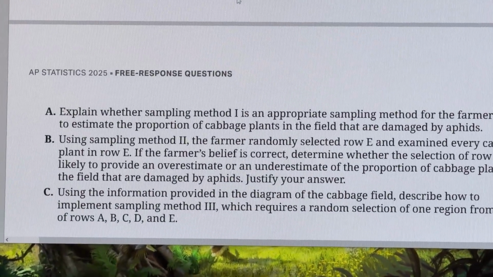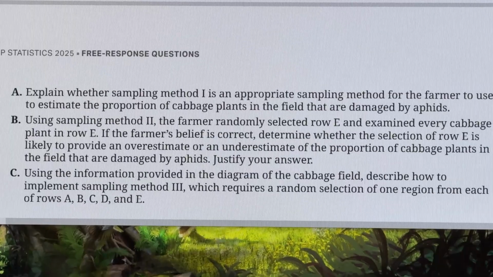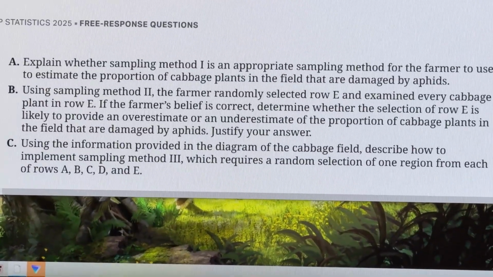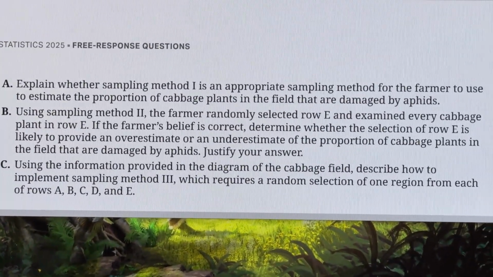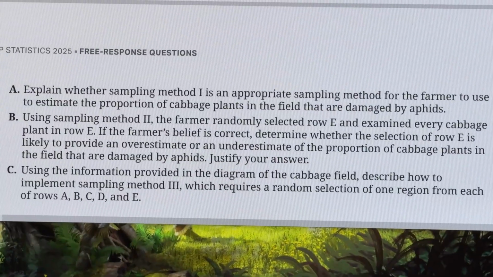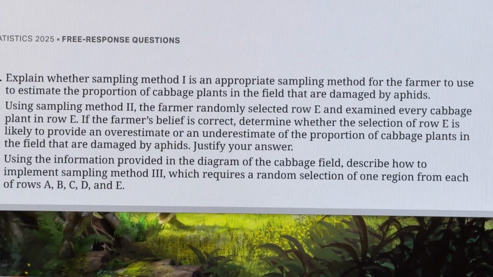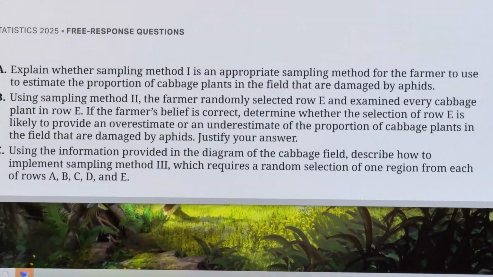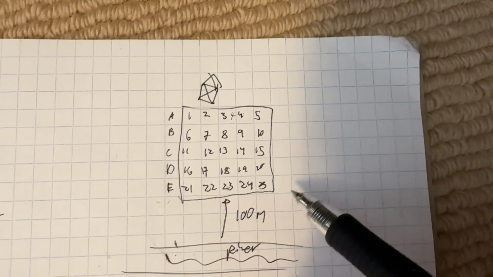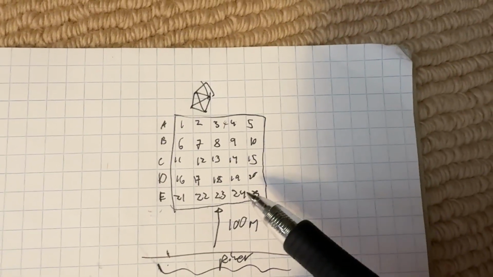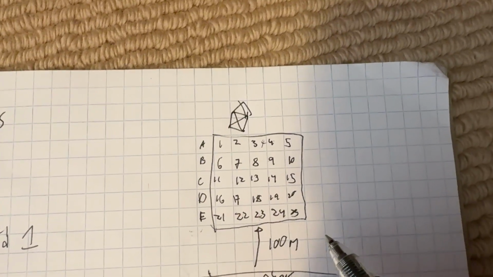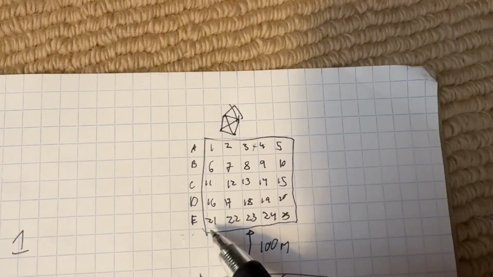Part B, using sampling method 2, the farmer randomly selects row E and examines every cabbage. If the farmer's belief is correct, determine whether the selection of row E is likely to provide an overestimate or an underestimate of the proportion of cabbages. So basically, the farmer believes that the closer you are to the river, the more likely you are to find aphids in the rows. Because the farmer is choosing sampling method 2 and randomly selects row E, he's only going to check this row.